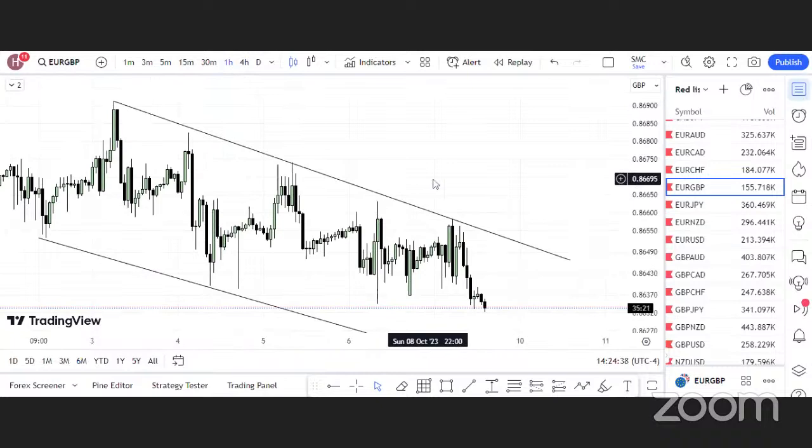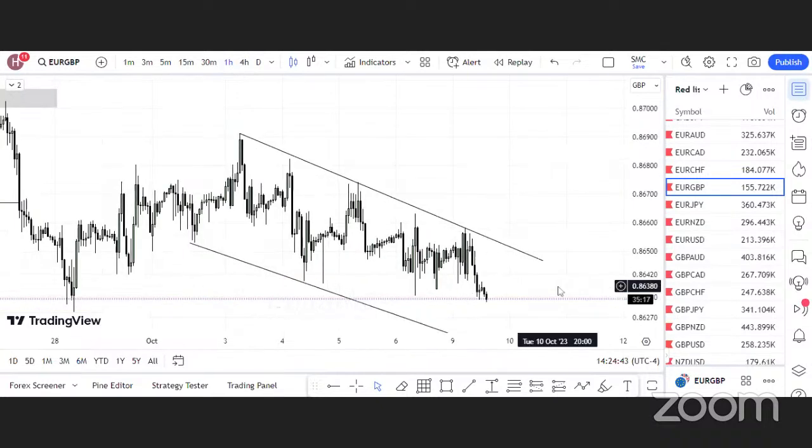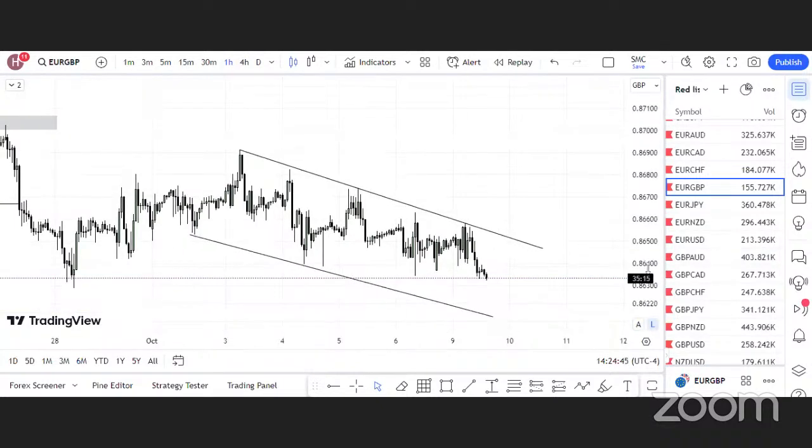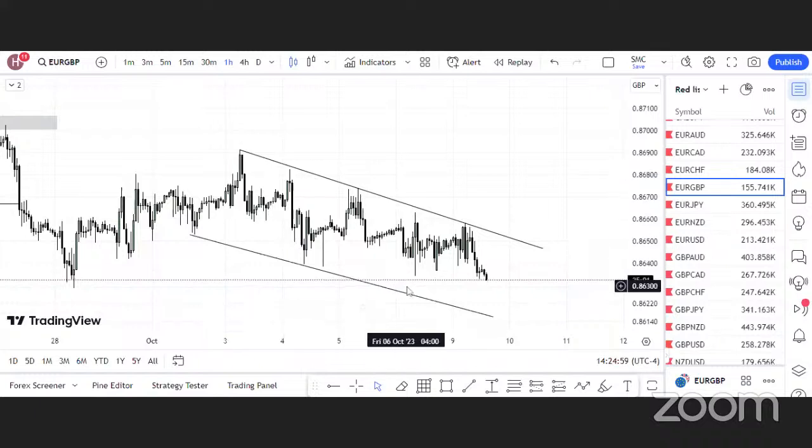So here we have our 1 hour time frame, and what it is currently saying is this. You see, every time the market touches the lower trend line, what happens? The market will always go up, even though it's for a short while. The overall trend here is a downtrend. The market has been coming down for some time now.